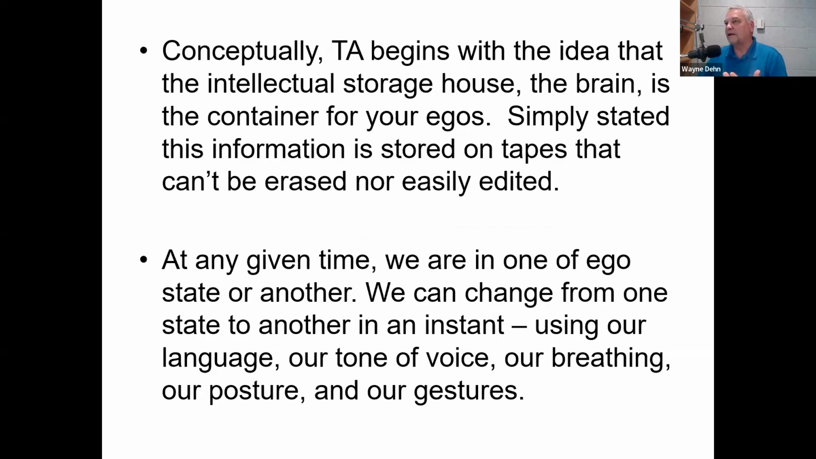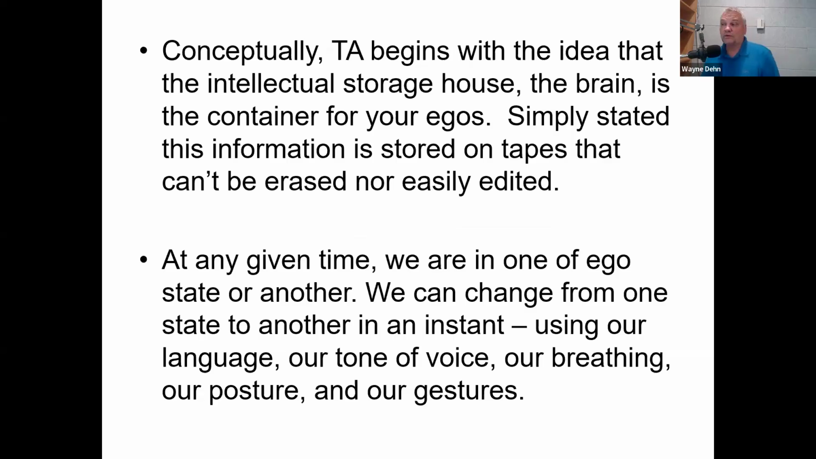So conceptually, it actually begins with this idea that information is stored in the brain simply because this information is stored on tapes that can't be erased or easily edited. At any one time, we are in one of these different ego states. And by the way, right now, every one of you, and I'll get to an explanation of it later, you're in what's called the adaptive child state. And I'll explain that later, but you're all in an ego state right now.